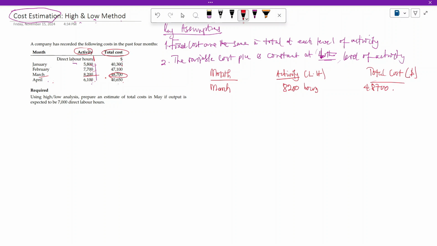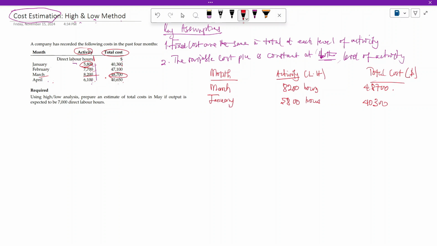Now let's look at the lowest activity level. The lowest activity level, when we glance through, is 5,800 hours for the month of January. So we write 5,800 hours, and the associated cost is $40,300. Great.